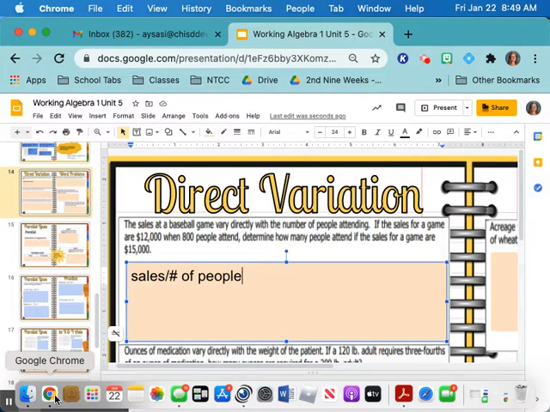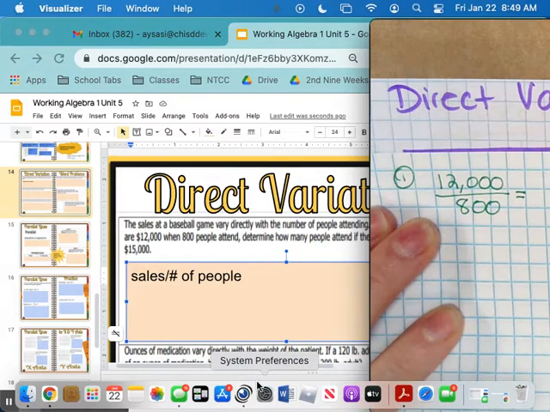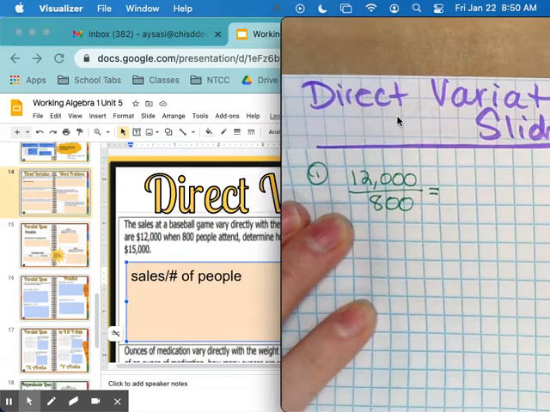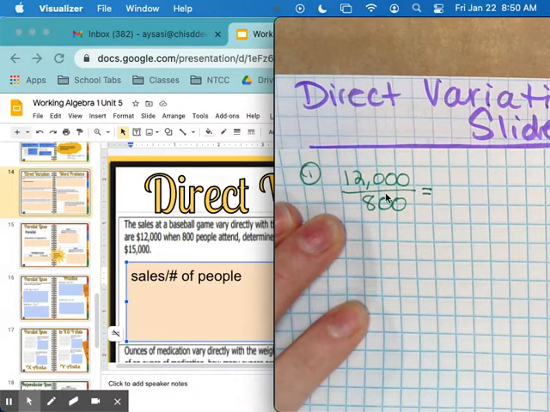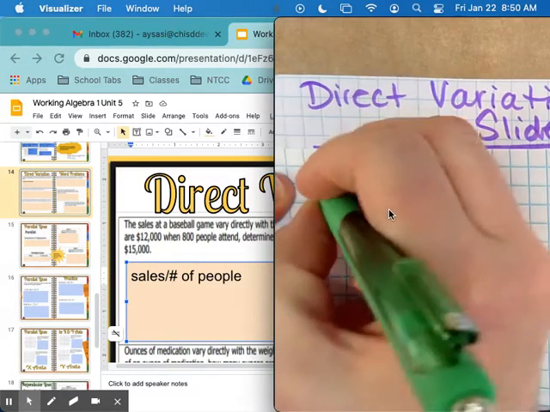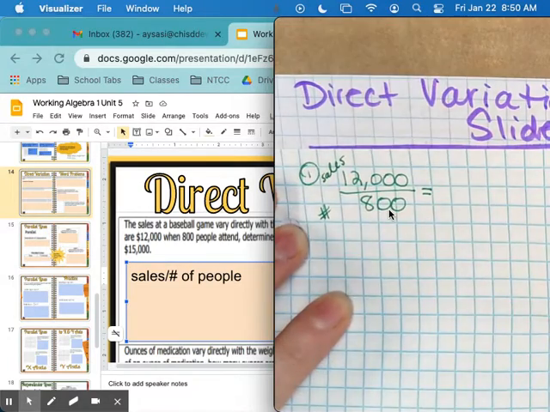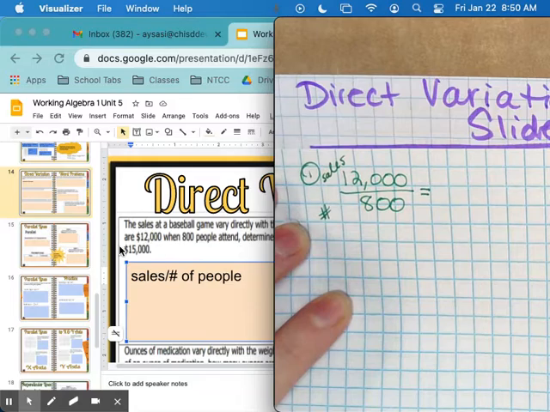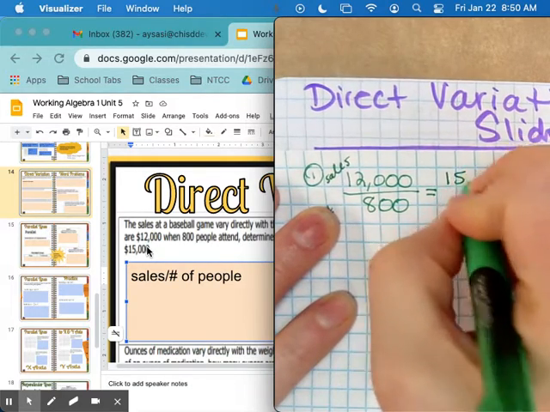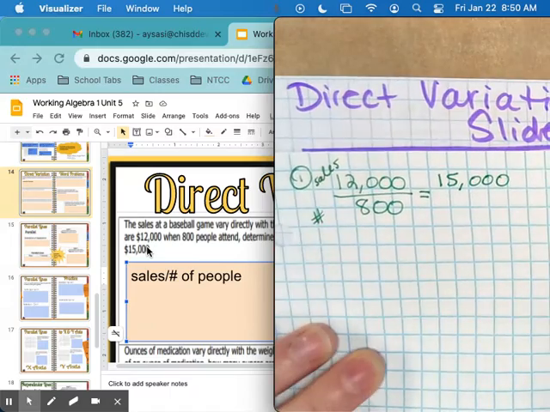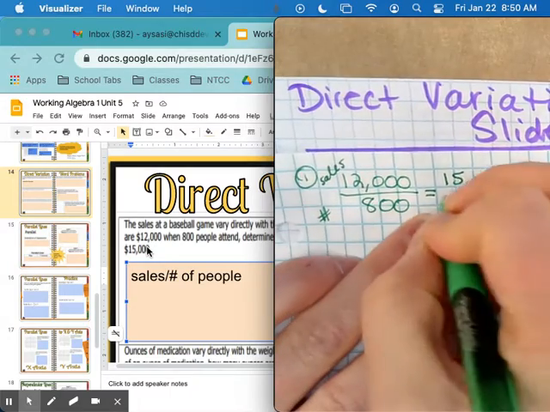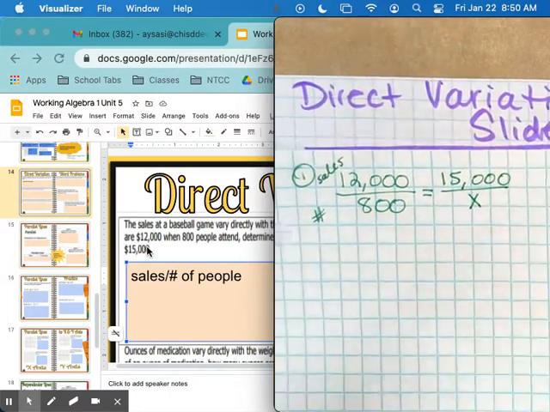So whenever you set up a proportion, you've got to make sure that whenever you decide on your fraction that you stick with that. So remember we had sales over number of people. So the number that we got is sales. So we are going to put 15,000 on top. And we want to know how many people. So that is our X value. That's our unknown.